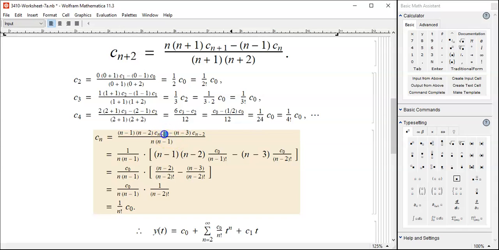And apply our hypothesis. Cn minus 1 is actually C0 over n minus 1 factorial. If you have n minus 2, then we need n minus 2 factorial down here. And then let's do some algebra. N minus 1 factorial is n minus 1 times n minus 2 factorial, so they cancel each other out. So we have n minus 2 factorial only. And then n minus 2 minus n minus 3, if you simplify, you're going to get just 1. So we have what we want, 1 over n minus 2 factorial, times C0.